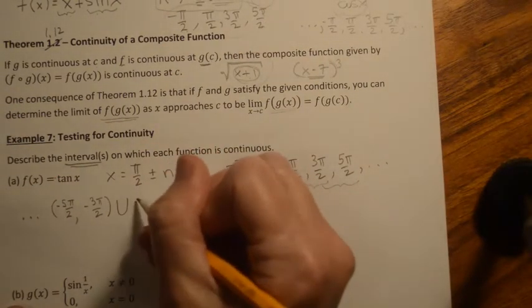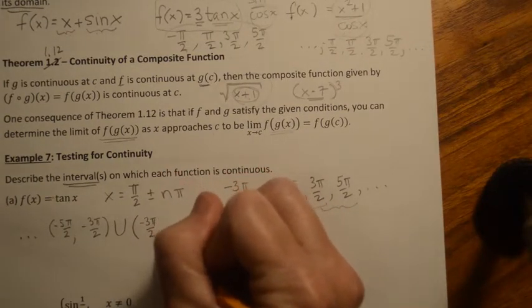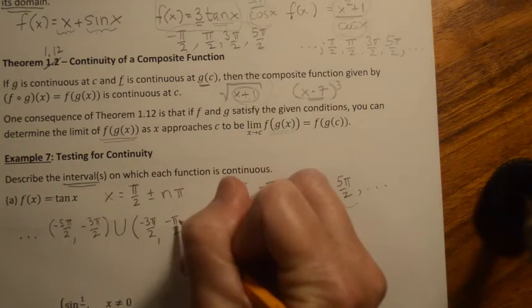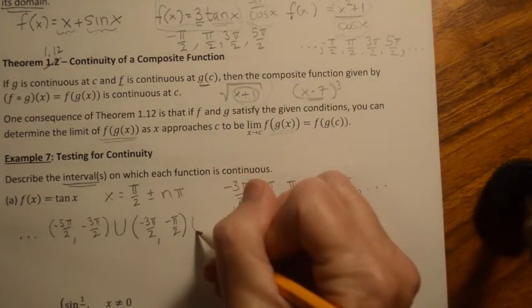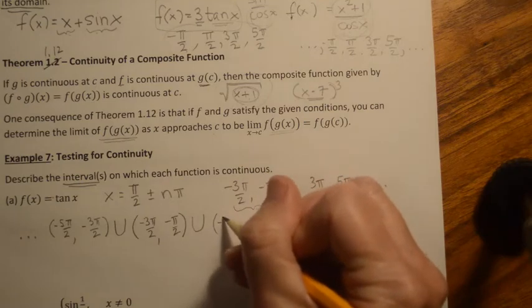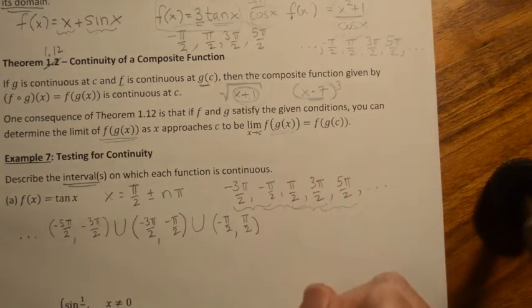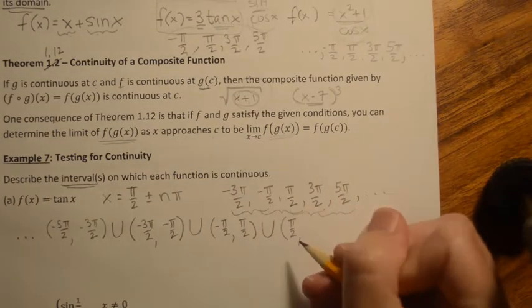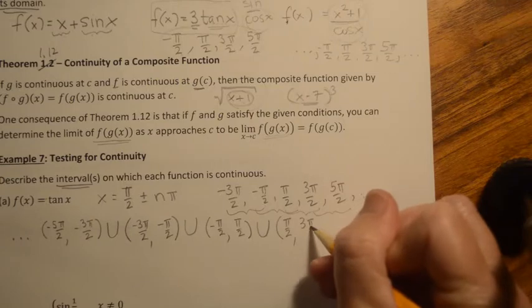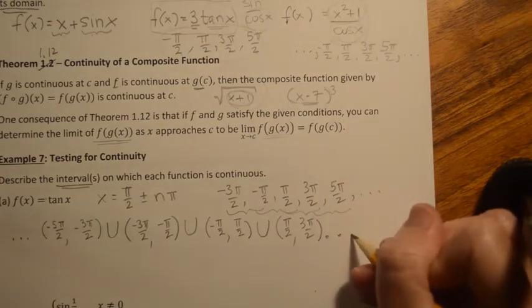Together with, and then we would go negative 3 pi over 2 to negative pi over 2. Again, that's the next set. And then we would say together with negative pi over 2 to positive pi over 2, together with positive pi over 2 to positive 3 pi over 2. And then at some point, we're just going to get tired of it and say, you get what I'm talking about.